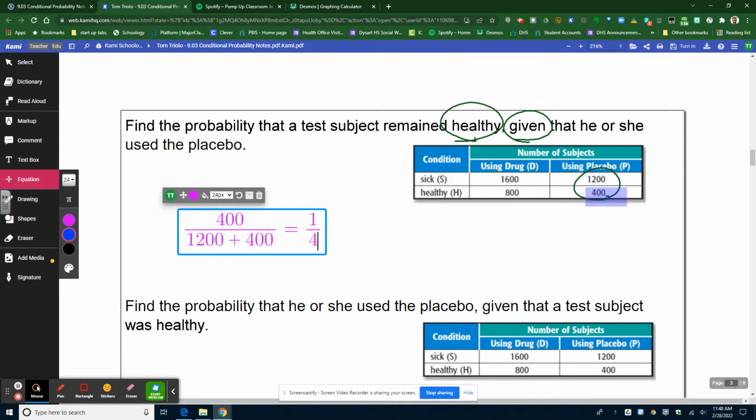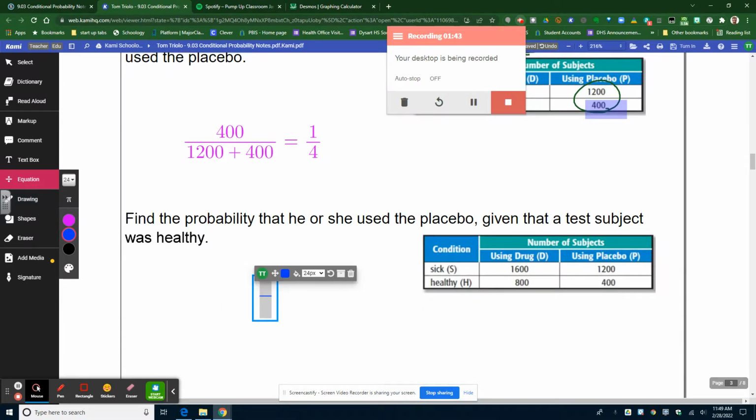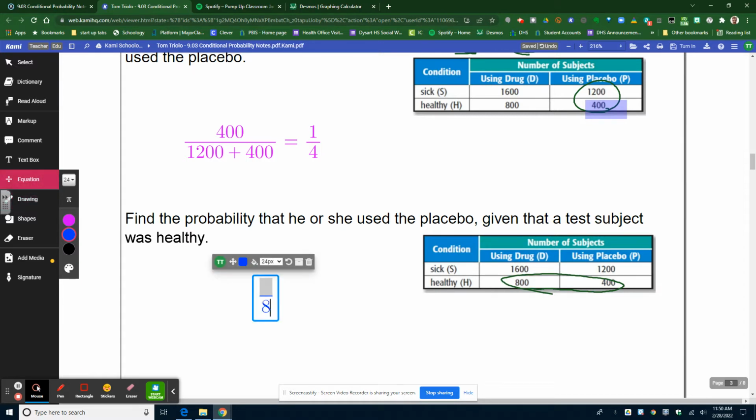Okay. See if you can do the second one on your own. Same idea. Look at the given. So given that the subject was healthy, so all the people that are healthy, and then find the probability that these, with the healthy people. So instead of going up and down, we're going left to right. So 800 plus 400.